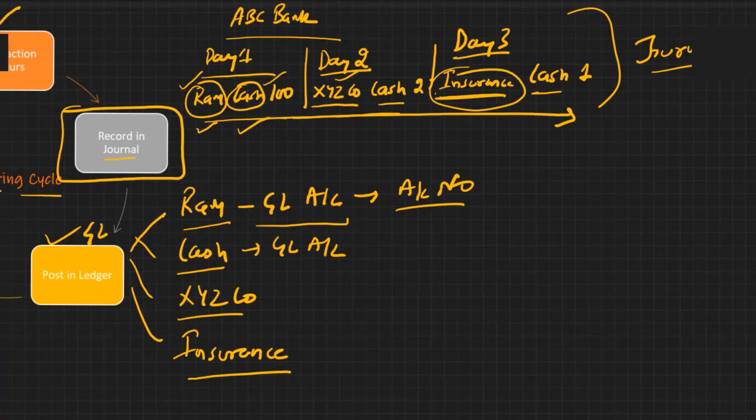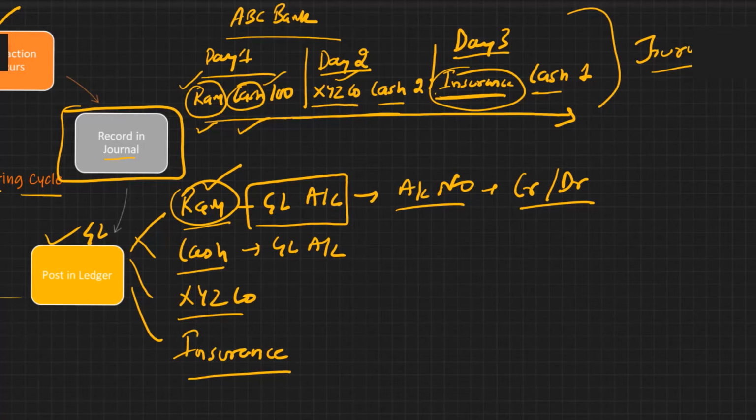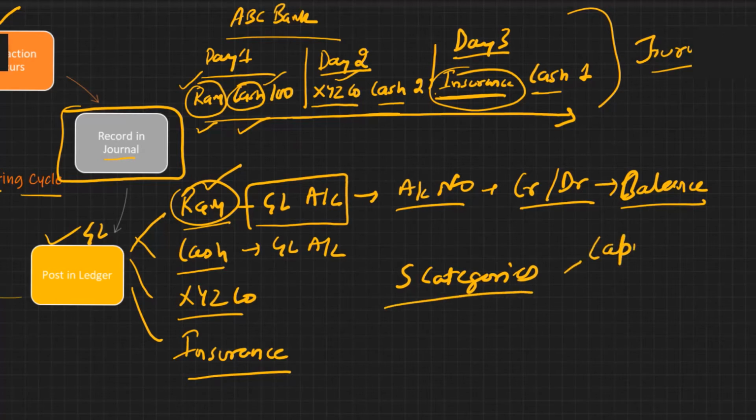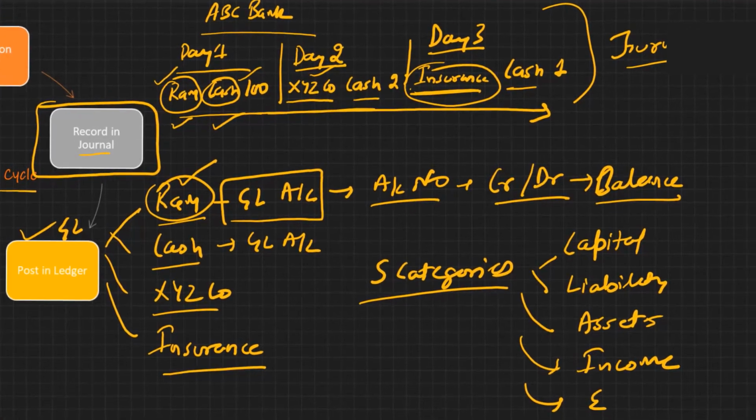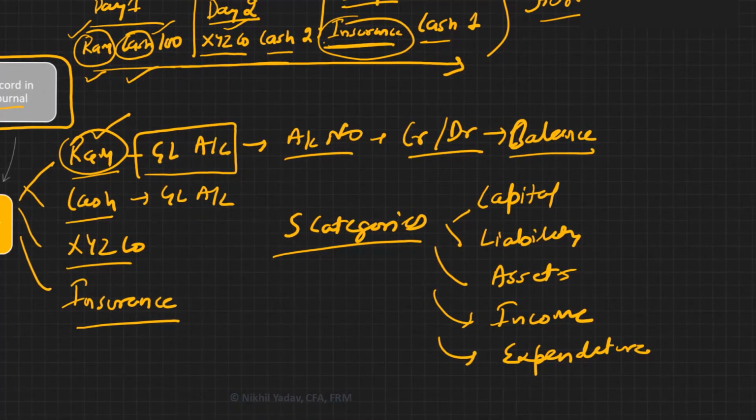So these GL account statements will have all the debits and the credits related to this entity or thing and the eventual balance. So all the transactions related to Ram that have happened so far will find a place in it. Broadly speaking, there are 5 categories of accounts. First is capital, second is liability, third is assets, fourth is income, and the fifth is expenditure. So all the entities involved in any transaction will be any one of these 5 categories. In the first transaction that we saw, wherein Ram contributed capital in terms of cash, there were 2 accounts involved. One was capital, the other was asset in terms of cash.